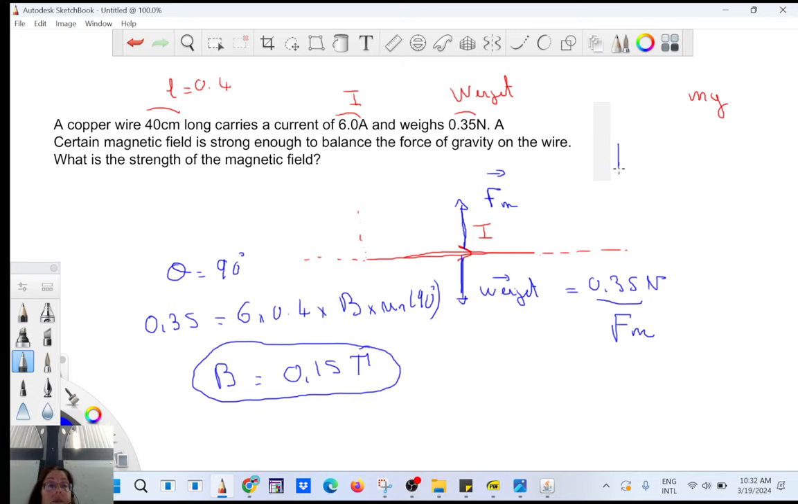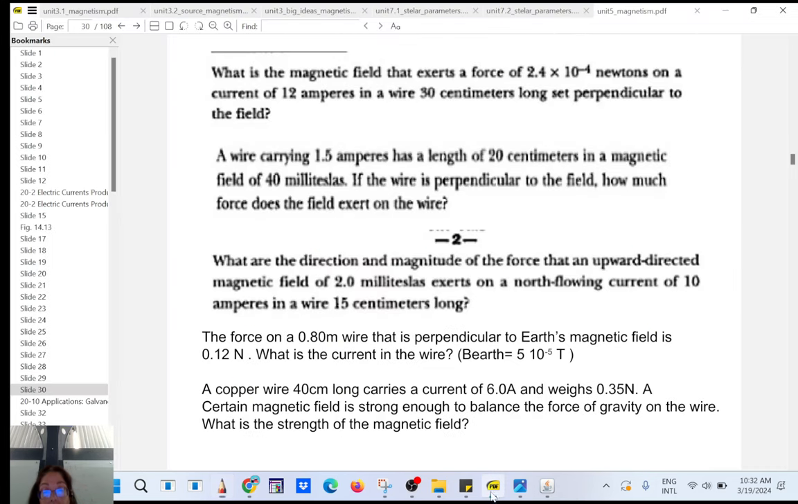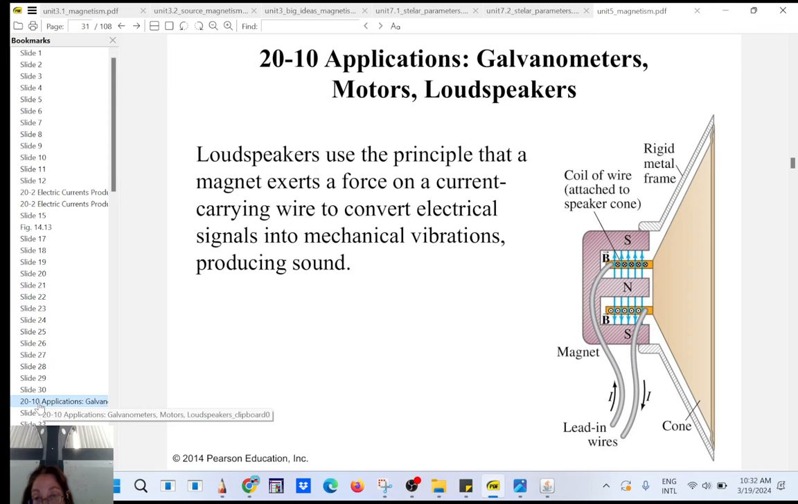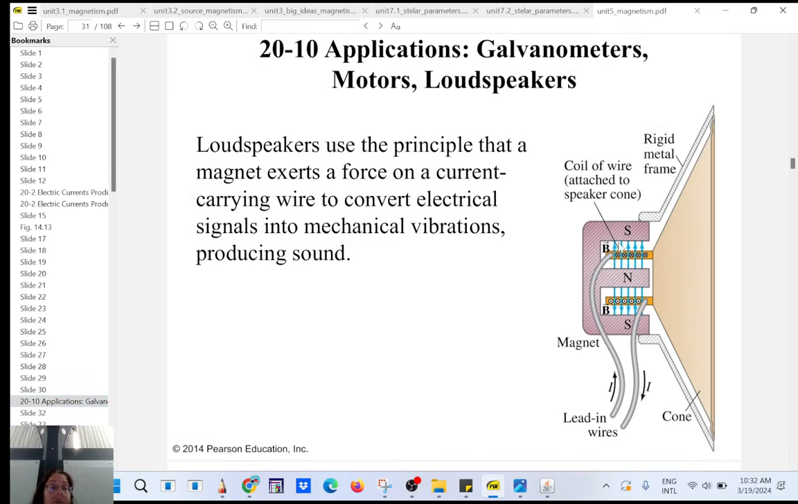So it's called the Lorentz force. You call it magnetic force? Yes, magnetic force. Okay, so a lot of applications.